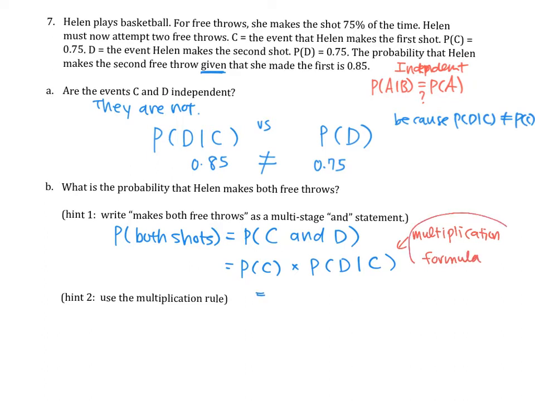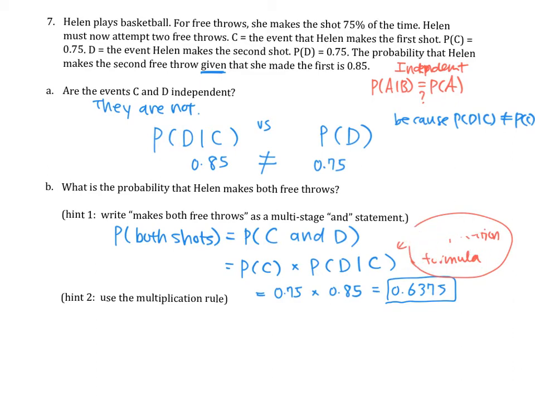Probability of C is given, it's right here on the top. It says it's 75%, so 0.75, times probability of D given C, that's given in the last sentence, is 85%, so 0.85. If I do 0.75 times 0.85, what do I get? I get 0.6375, and that will be my final answer. So this was a case where the question says "both," and I have to translate that to something and something, because both means first and the second. Then I can use the formula we just talked about, the multiplication rule.